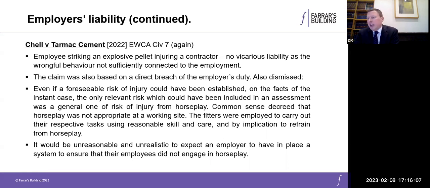And it's a useful case of general application for the language the judgment uses, that common sense decrees horseplay is not appropriate at work, and it's unrealistic, it's unreasonable to expect an employer to have in place a system to ensure that employees don't engage in horseplay, at least in most circumstances. So those statements, I think, are likely to be of general use in employee misconduct cases.